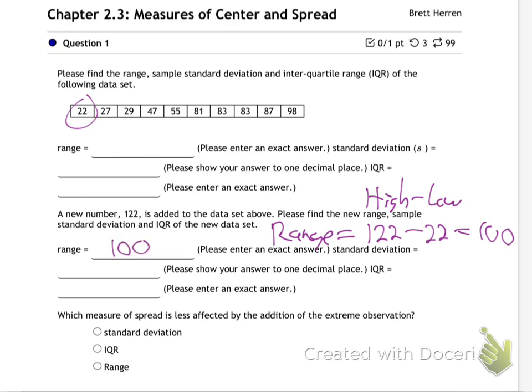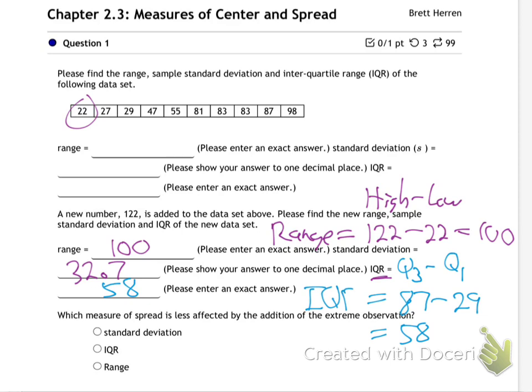But the standard deviation, I'm getting 32.7. Y'all getting that? And the IQR, I don't know what it is. Let's see. It's the IQR, which is Q3 minus Q1, third quarter minus first quarter. I'm getting 87 minus 29. So that's a little different, whatever that is. 58? IQR. How we doing? You getting those?